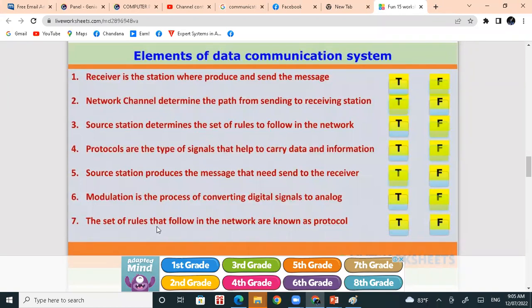The set of rules that follow in the network are known as protocol. True or false, sir? True, sir. This statement is true. Here it is giving the definition of protocol correctly. Okay, that's the end of this slide. Then move to the next one.